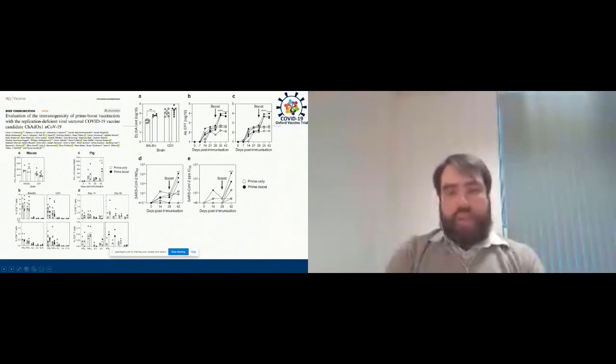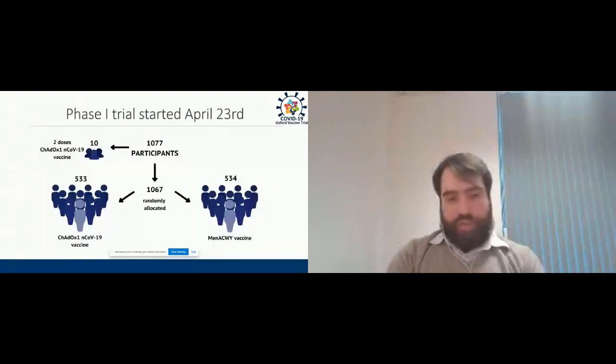So we started our trial on April 23rd, and this is probably the largest phase 1 trial that there has ever been. We enrolled 1,077 participants. Of those, 10 received 2 doses of the ChAdOx1 nCoV vaccine 4 weeks apart from one another, and the remainder were randomized to receive either the ChAdOx1 vaccine or the meningitis vaccine as a control.